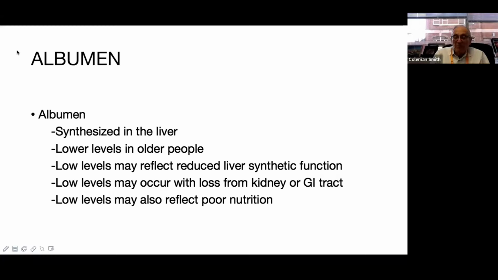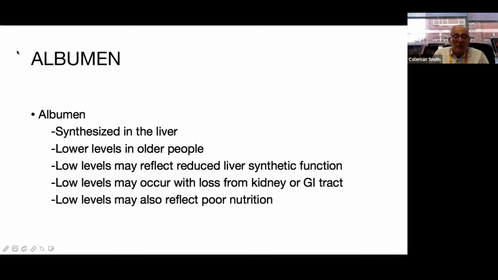So a normal young adult should have an albumin level of close to 4 or higher. In an older person, especially someone with low muscle mass, such as an older lady, their normal albumin could be 3.6, 3.7, something like that. A low level can reflect reduced liver synthetic function. In other words, it can tell you that the liver is not working as well as it should.